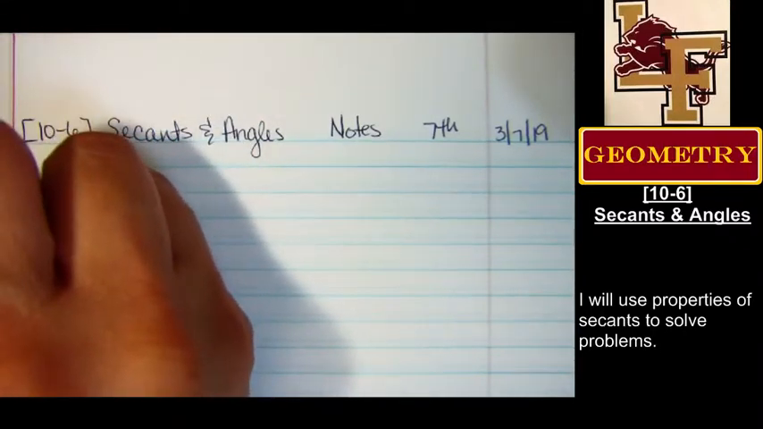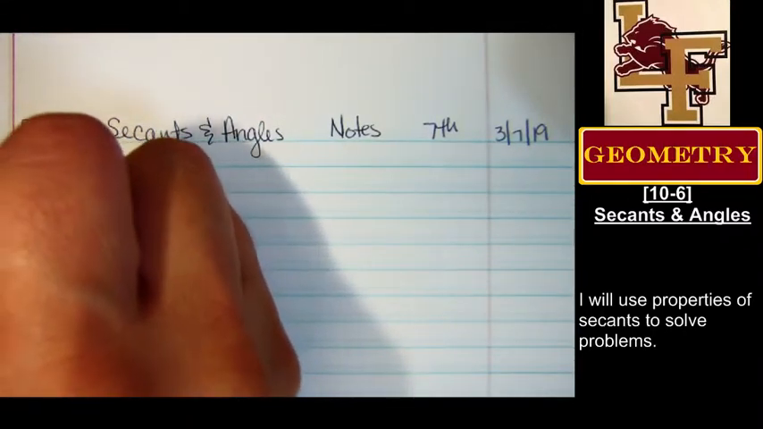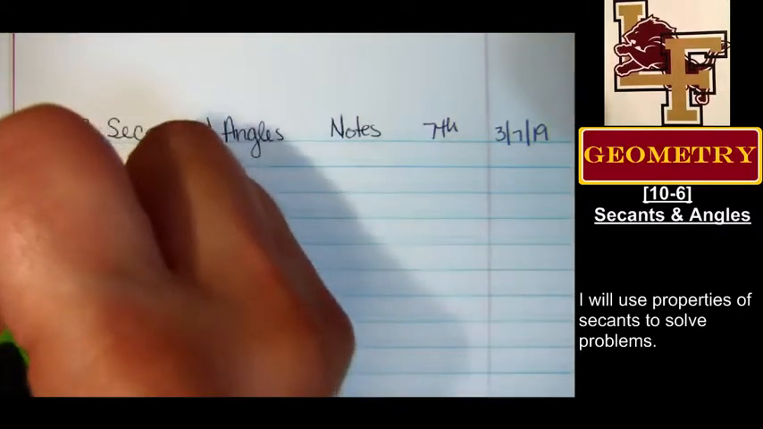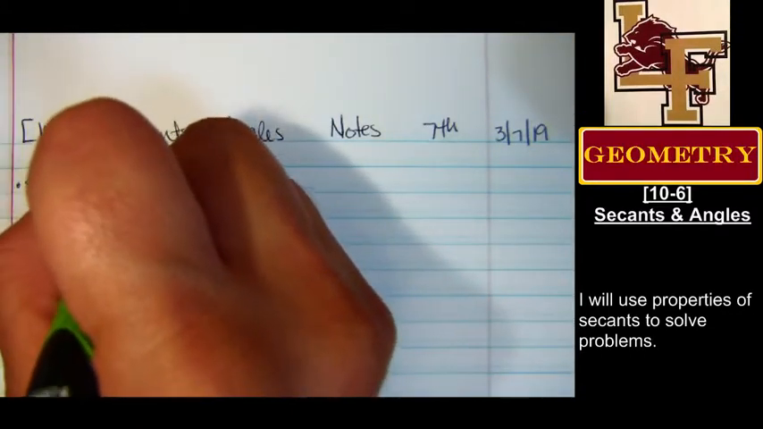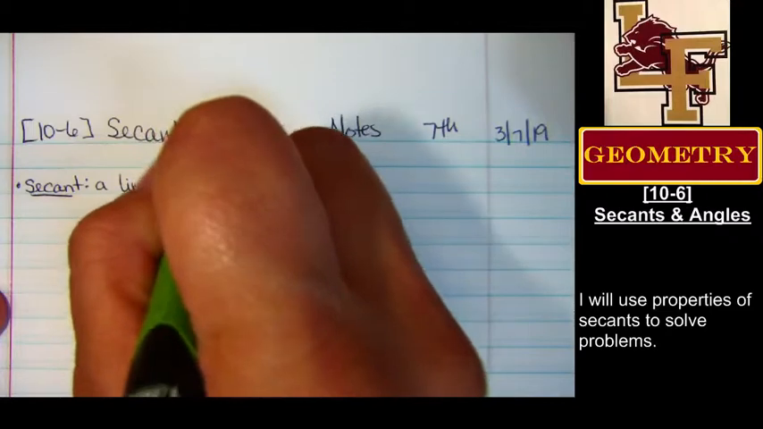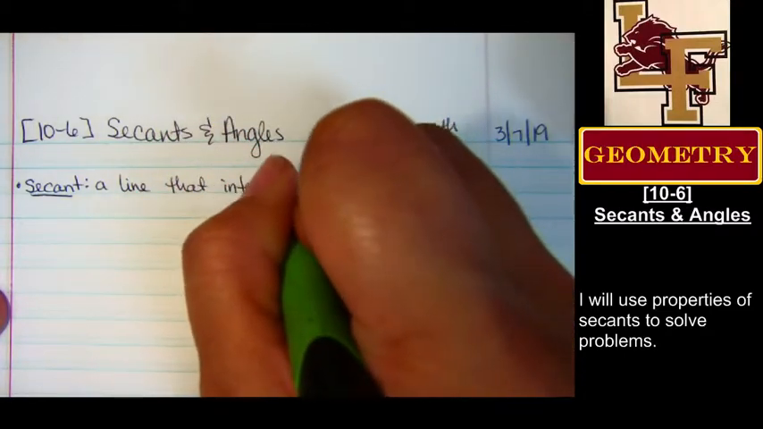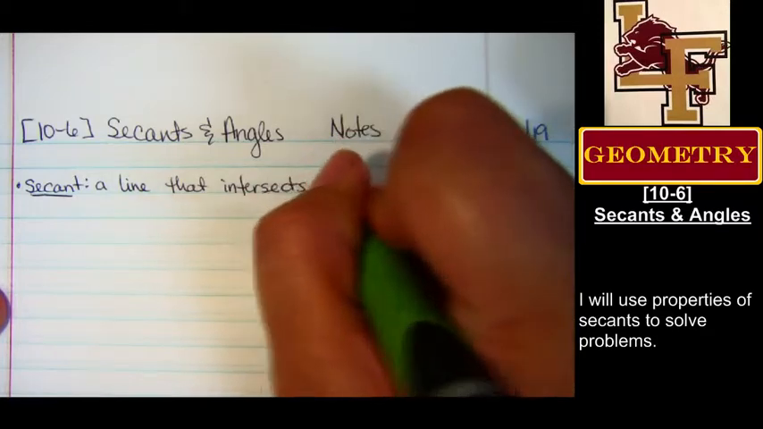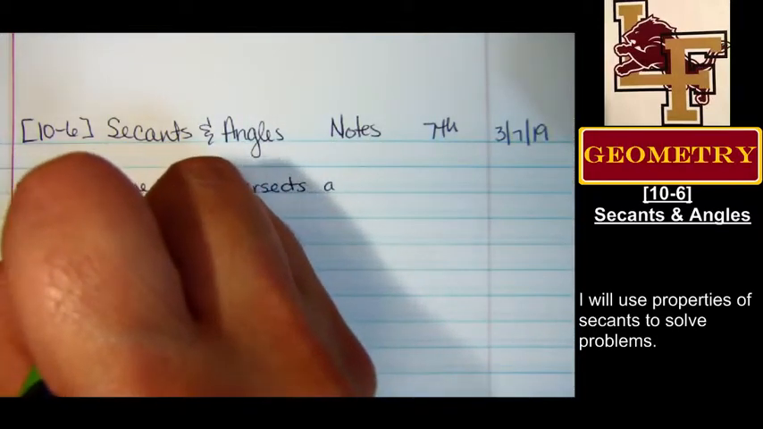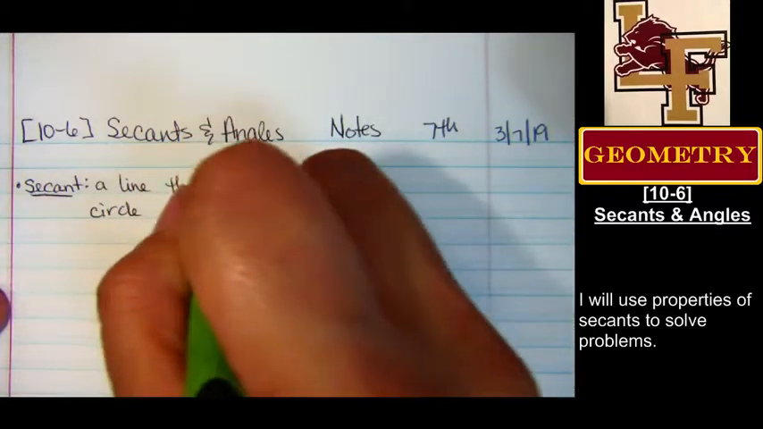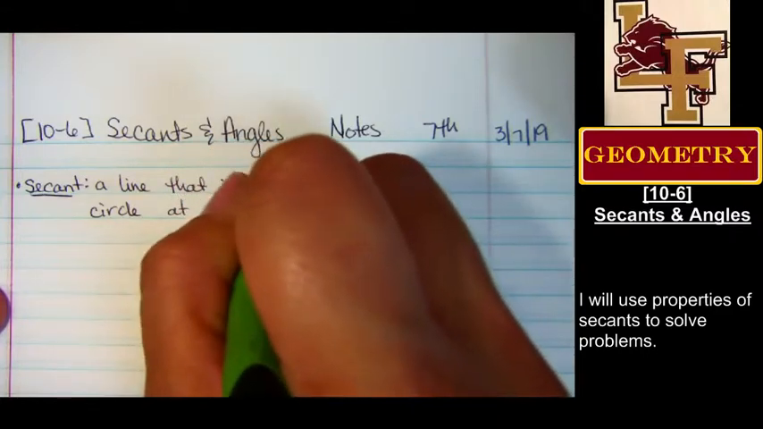All right, so let's get some definitions out of the way. Let's start with our new word, our secant. The secant is going to be a line, and it intersects a circle at exactly 2 points.